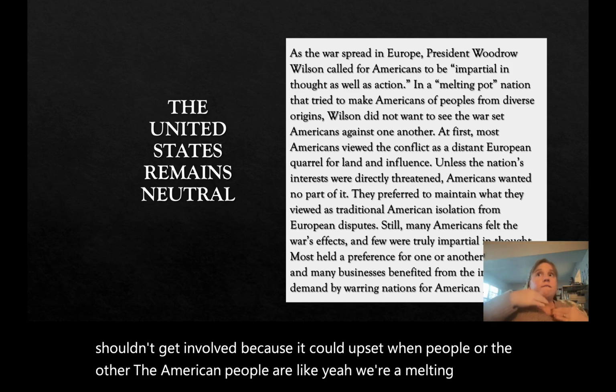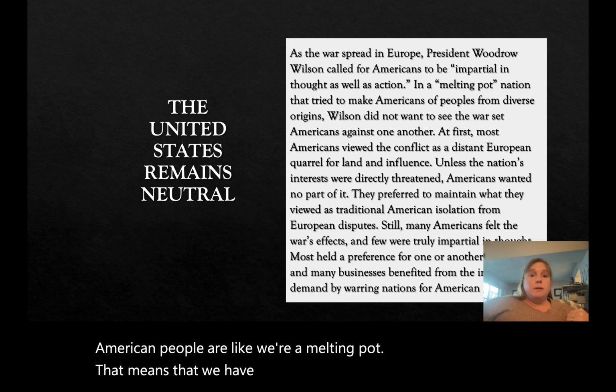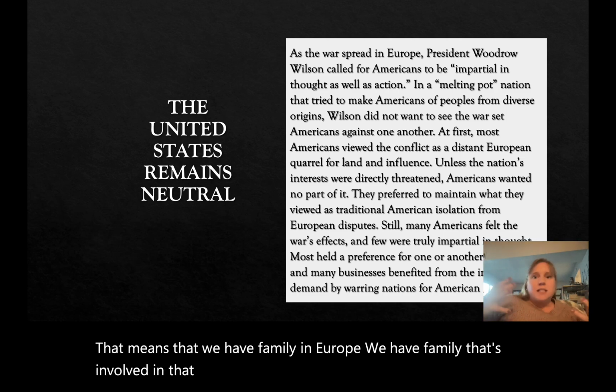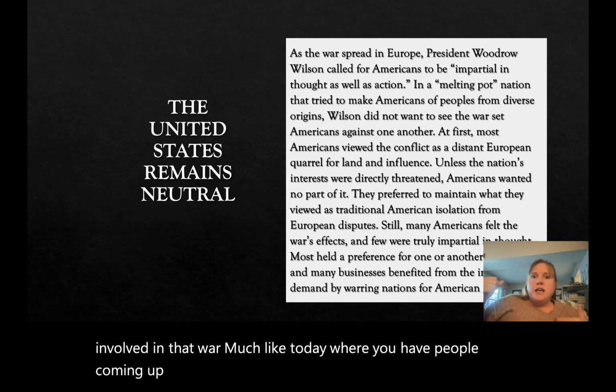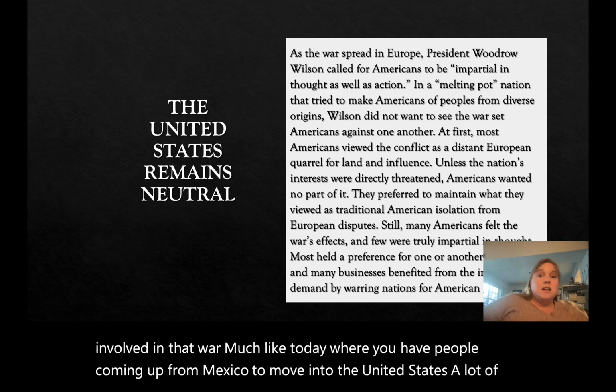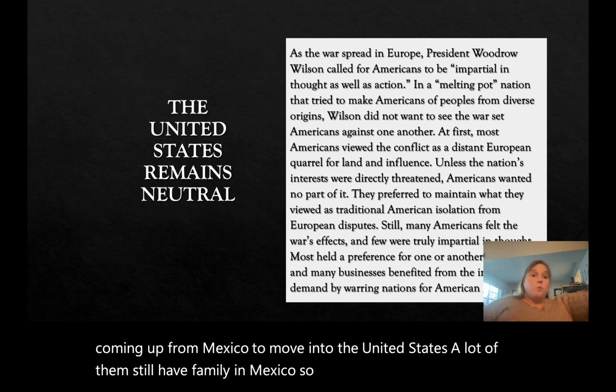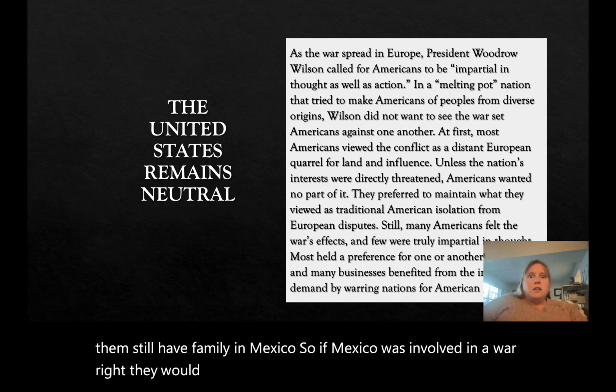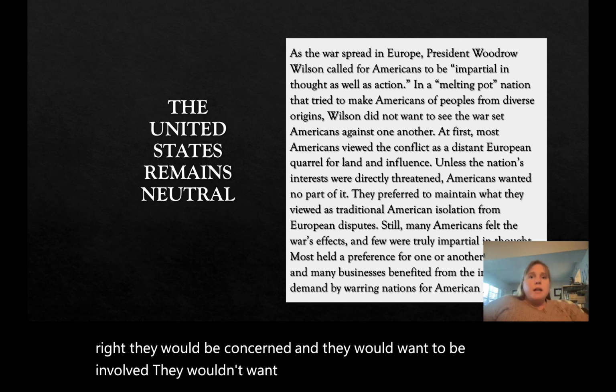Well, the American people are like, yeah, we're a melting pot. That means that we have family in Europe. We have family that's involved in that war. Much like today where you have people coming up from Mexico to move into the United States. A lot of them still have family in Mexico. So if Mexico was involved in a war, right, they would be concerned and they would want to be involved. They wouldn't want America to take care of their family, right?